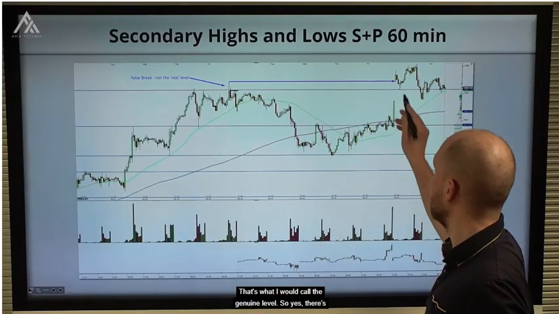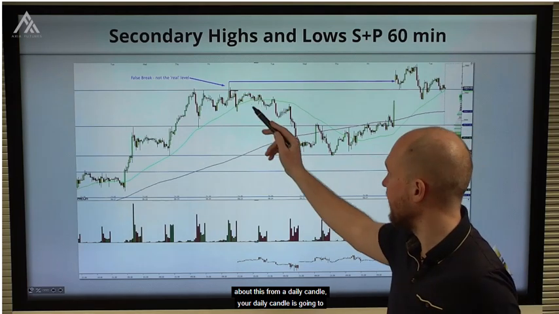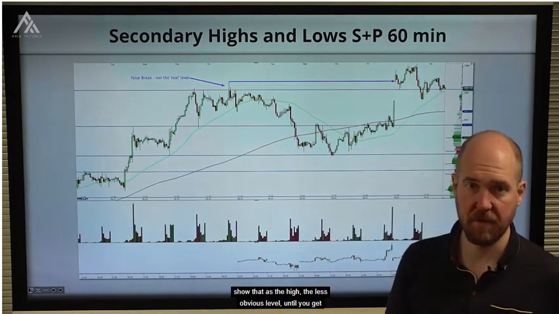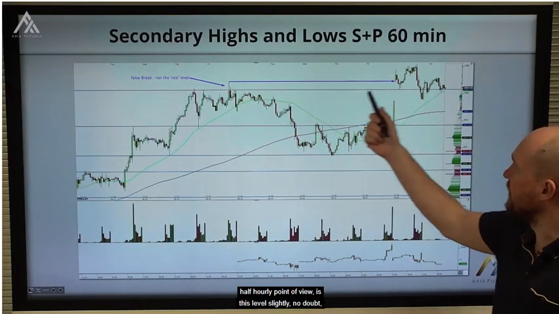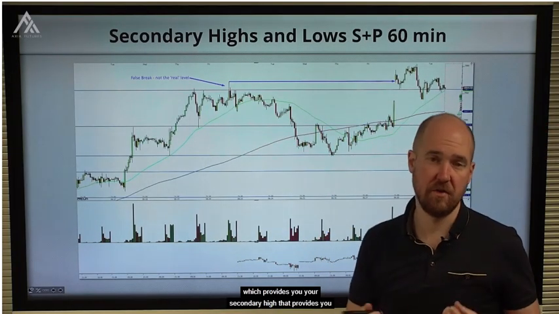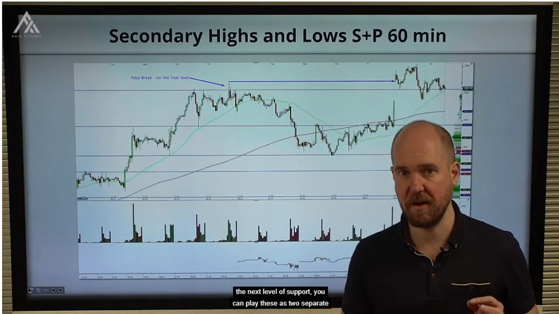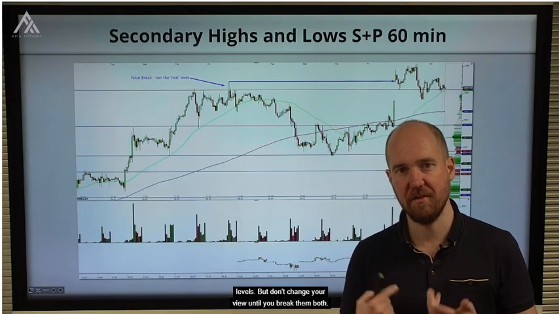So yes, there's going to be a reaction from the obvious level. If you think about this from a daily candle, your daily candle is going to show that as the high. But the less obvious level, until you get down onto a shorter time frame, looking at it from an hourly or half hourly point of view, is this level slightly lower down, which provides you your secondary high. That provides you the next level of support. You can play these as 2 separate levels, but don't change your view until you break them both.